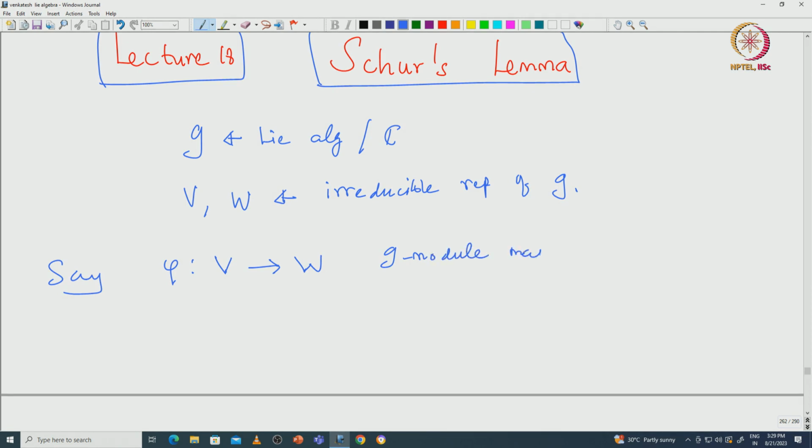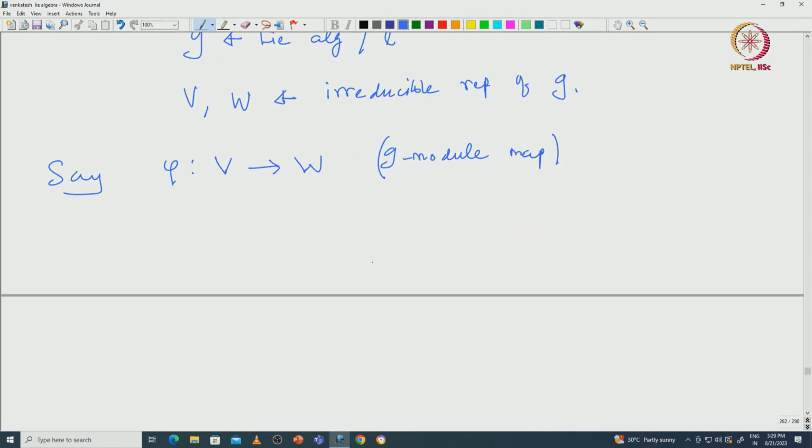So say this phi is a map from V to W which is a G module map or homomorphism. What we have seen in the last class is that if we take the kernel of this map and the image of this map, both of them are modules in the respective spaces. This is a module inside V and this is a module inside W. So both of them are G submodules.